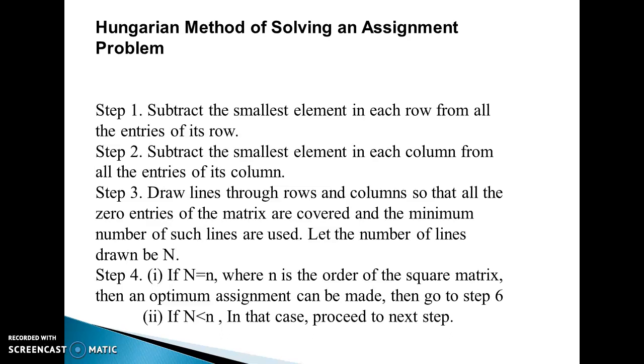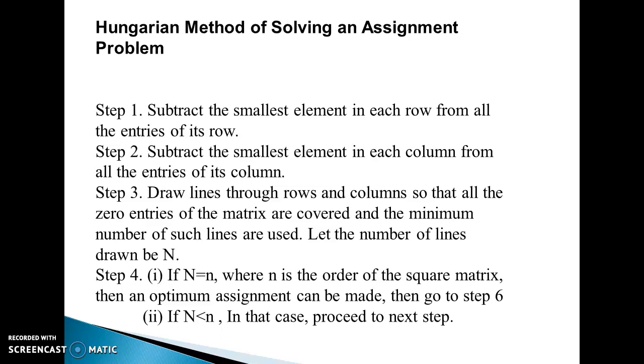Subtract the smallest element in each row from all the entries of its row. Subtract the smallest element in each column from all the entries of its column. That means, first of all, we need to find out the minimum value in each row and each column, and that minimum value will be subtracted from each element of that particular row or column.